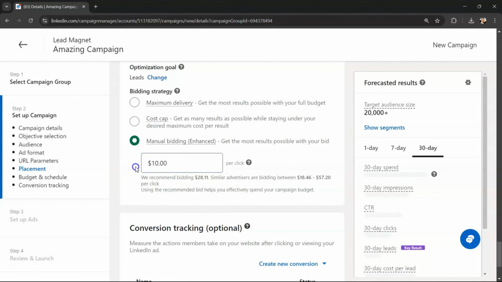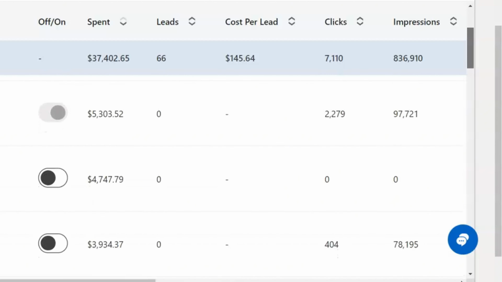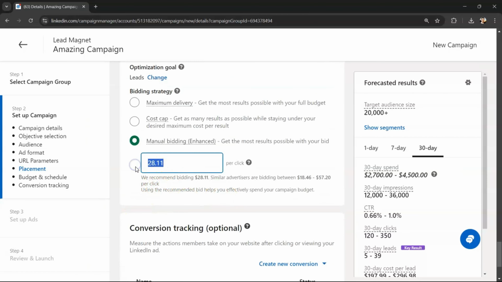The first bid you put in is somewhat of a guess. If you're still spending your full daily budget, then you can decrease your bid. And if you're underspending your budget, then you can increase your bid. But note that you can bid a lot lower than what LinkedIn recommends.